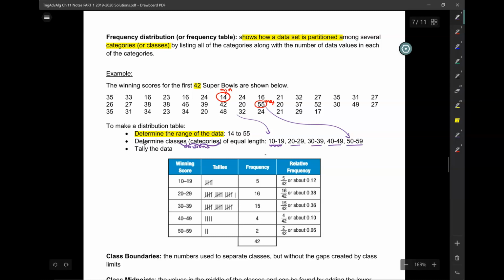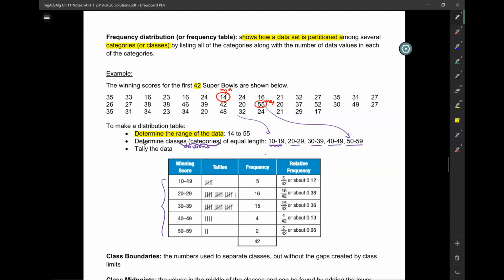Now, could you have gone up by 5s? Yes, you could have. You could have done 10 to 14, 15 to 19, 20 to 24, 25 to 29, and so on. Okay, we just made an arbitrary decision to go up by 10s. Once you do that, you make a chart like this, and here you've got your classes.